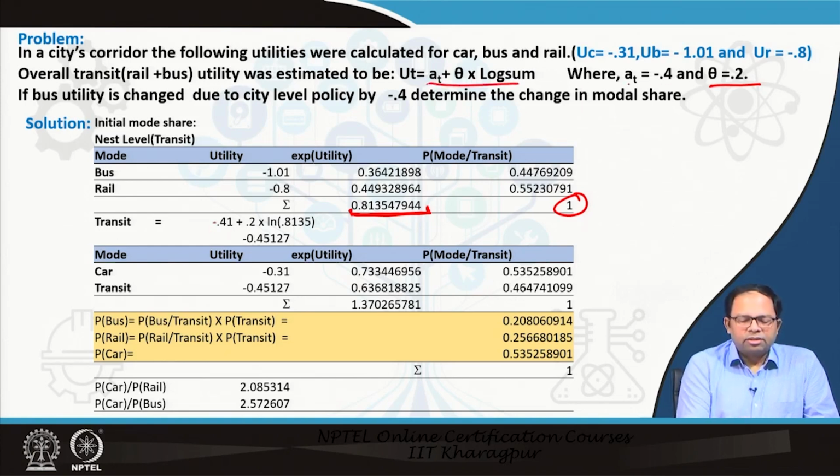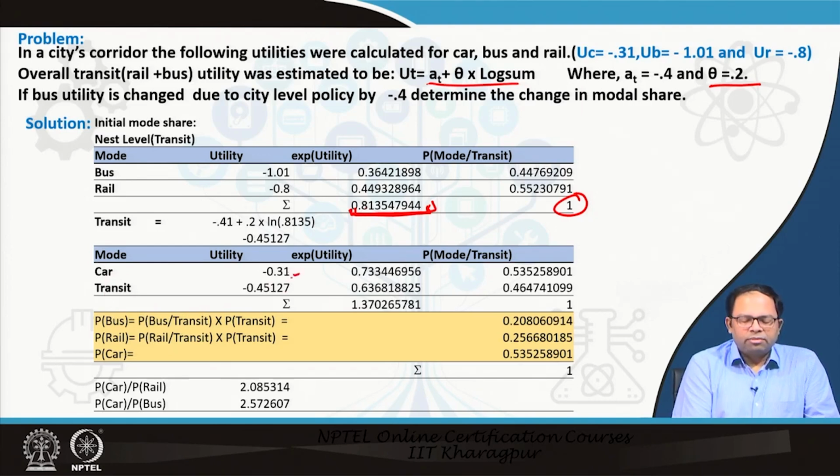Next, the composite transit utility becomes minus 0.41 as per this formula: AT is equal to minus 4.1 plus this theta parameter, the log sum scale parameter, 0.2, into the log of this summation of these two utilities. So, this is the log sum and this is the log sum parameter, and we get a value of minus 0.45127.